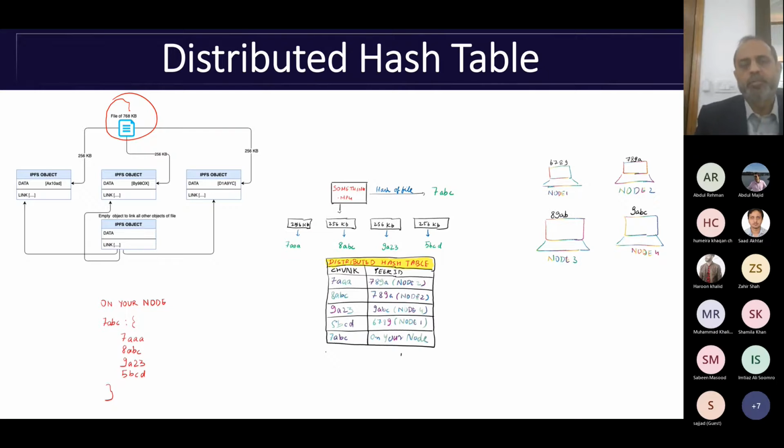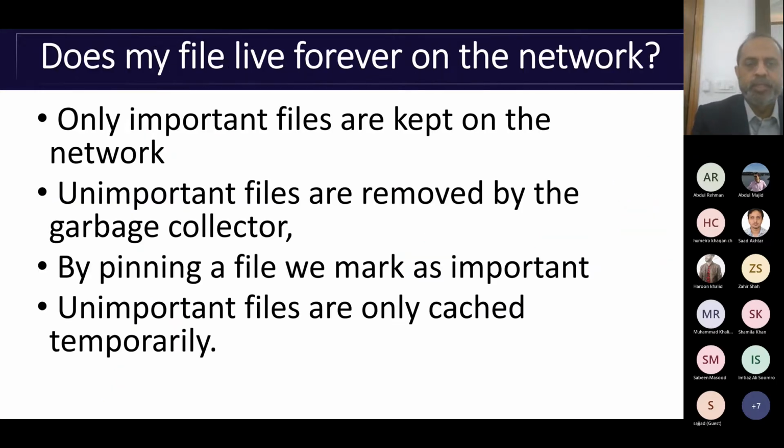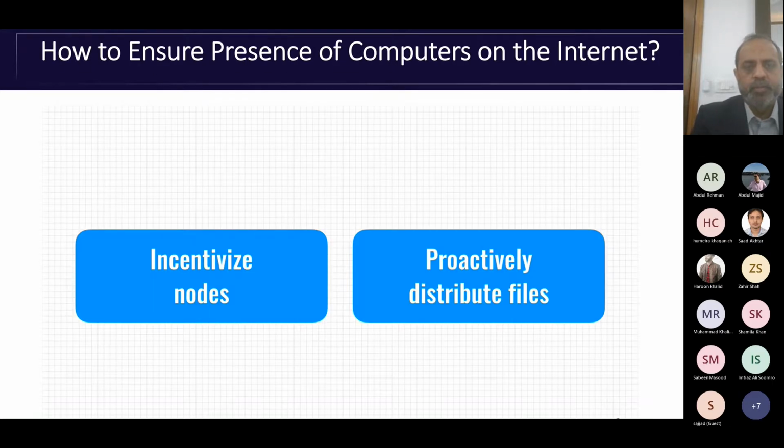Then it's going to bring them to you. As it says, does my file live forever on the network? Because anybody who is downloading will have a copy of that. Only important files are kept on the network. Unimportant files are removed by the garbage collector. By pinning a file, we mark it as important. Unimportant files are only cached temporarily.